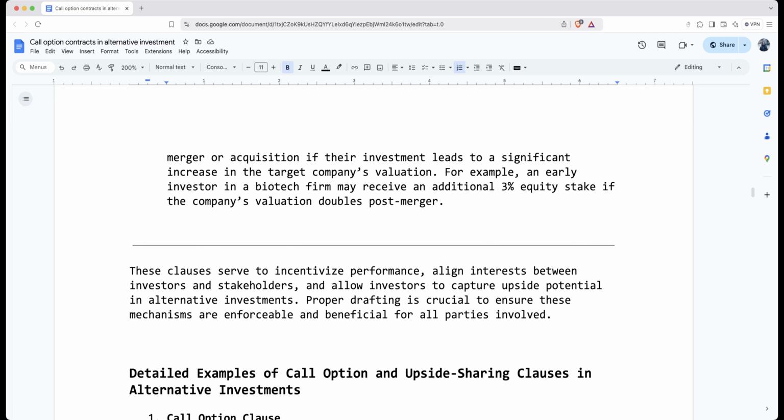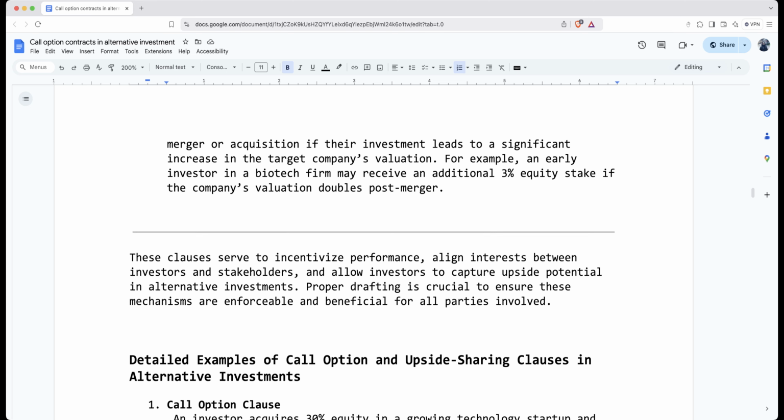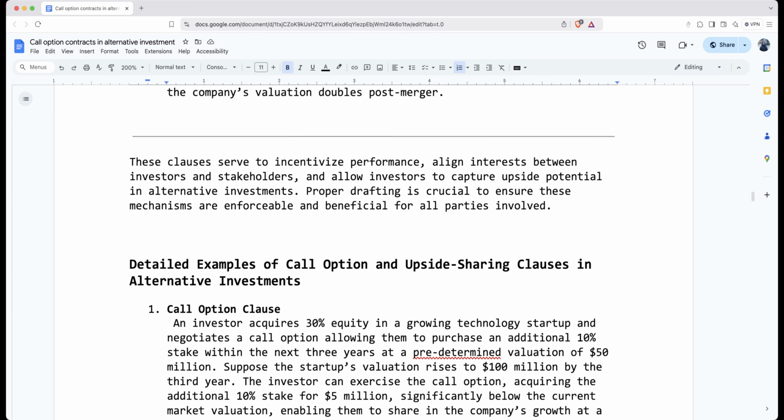These clauses serve to incentivize performance and align interests between investors and stakeholders toward success, right? And allows investors to capture upside potential in an alternative investment. Proper drafting is crucial to ensure these mechanisms are enforceable and beneficial for all parties involved.